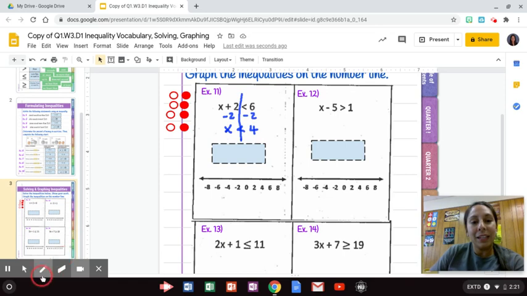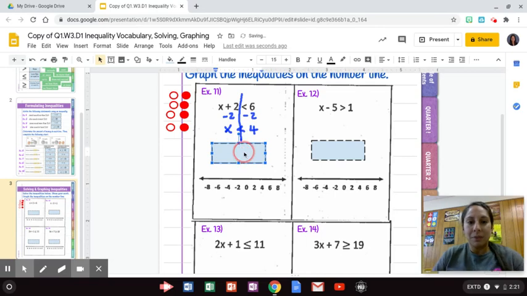We can input that into our text box right here. X has to be less than 4. So I'm going to double click that: X is less than 4. Now we're going to graph it. We want to put a dot at 4. Because it's below 4 and it can't be equal to 4, it's going to be an open circle.